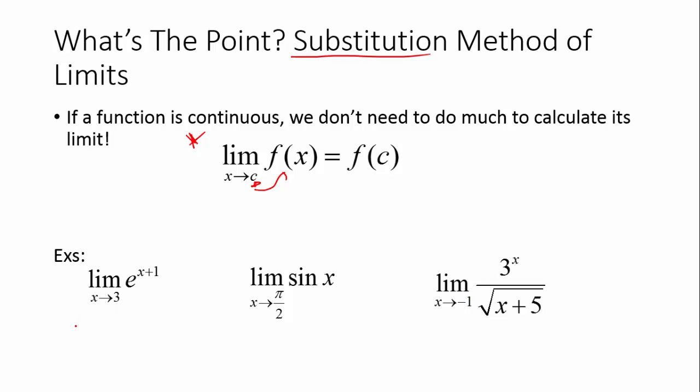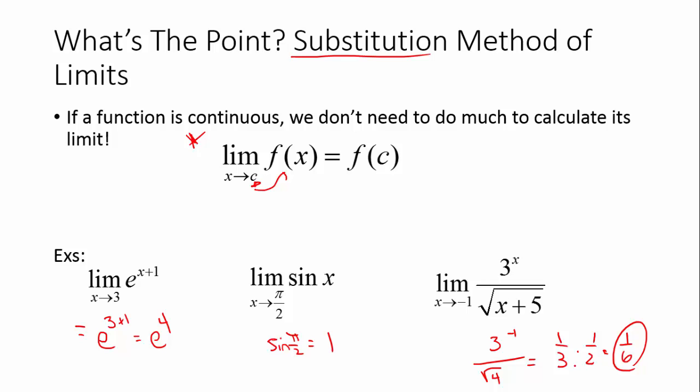All I have to do to get each of these limits is just plug in the value for x. The limit as x approaches 3 of e to the x plus 1 is e to the 4. The limit as x approaches pi over 2 of sine x is sine of pi over 2, and sine of pi over 2 is going to be 1. The limit as x approaches negative 1 of 3 to the x over the root x plus 5 will be 3 to the negative 1 over the square root of 4, which will be 1 over 3 times 1 over 2, 1/6. Easy. No tables necessary.